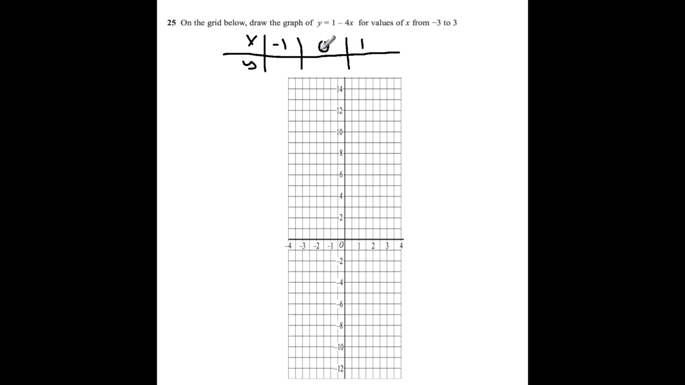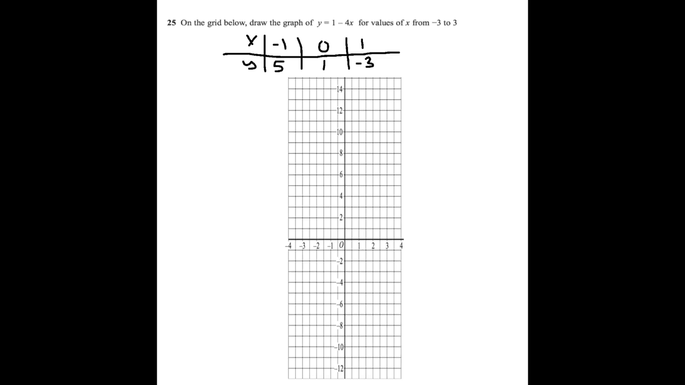I'm then going to substitute in these values of x into the equation to give us the value of y. Now, when x is negative 1, it goes here inside the equation. So minus 4 times negative 1 is positive 4. Add the 1, which is 5. Substitute 0, so x equals 0, so we have 1 minus 4 times 0, which is 0, so y is therefore equal to 1. When x equals 1, we have 1 minus 4 times 1, and therefore our answer is minus 3.